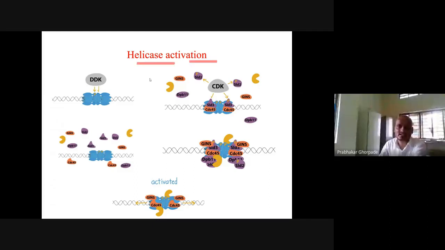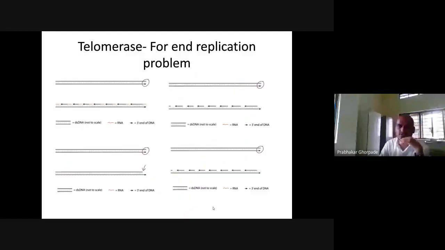So basically these are very nitty-gritty details. You may not be needing this one, but this is how CDK activates this one, and how this activates this one, and basically now this one is activated. Now we can separate the strands and it will go in the forward direction.